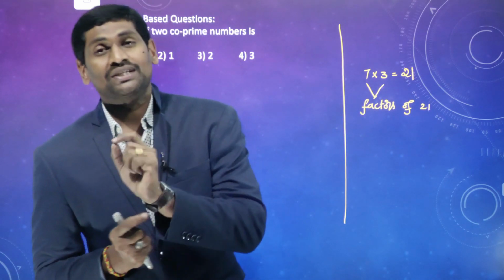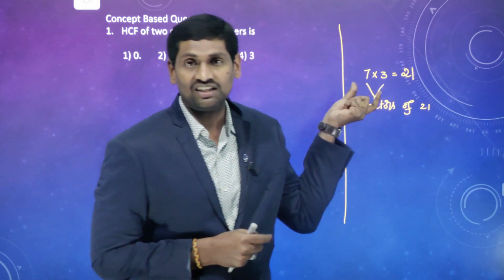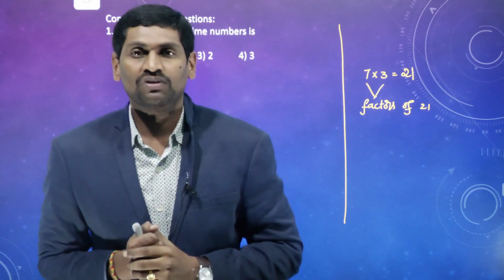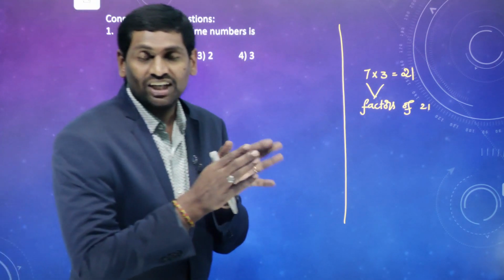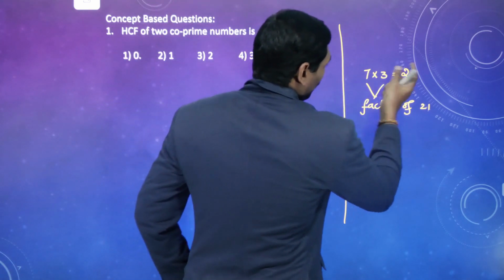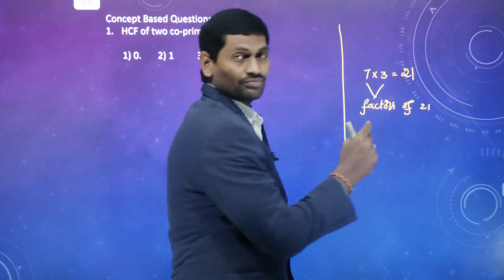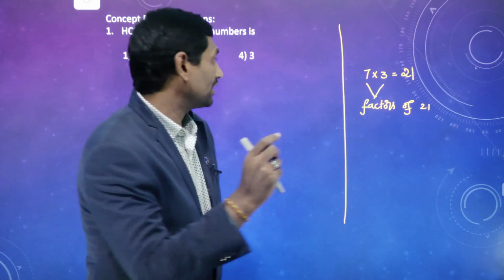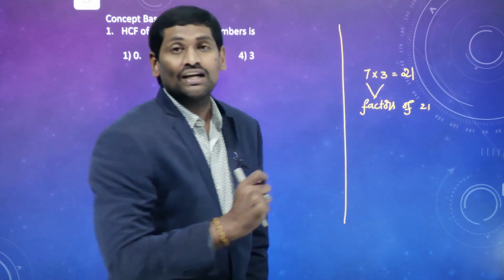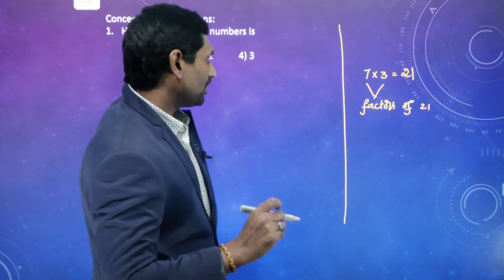Simply, when two numbers are multiplied with each other, each of the numbers is called a factor of the product, right? Now in the same way, when you get the product, the product will be the multiple of both of the numbers. Okay, so very simple logic here.